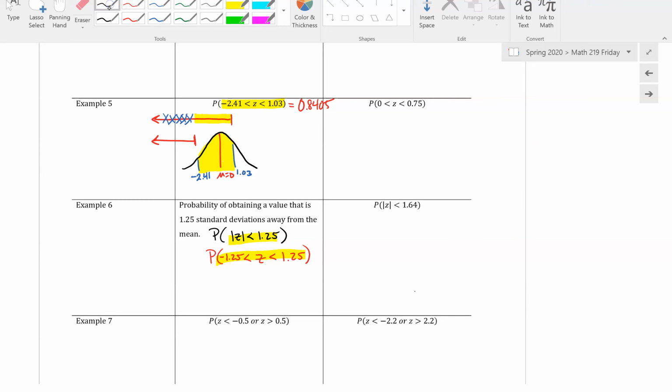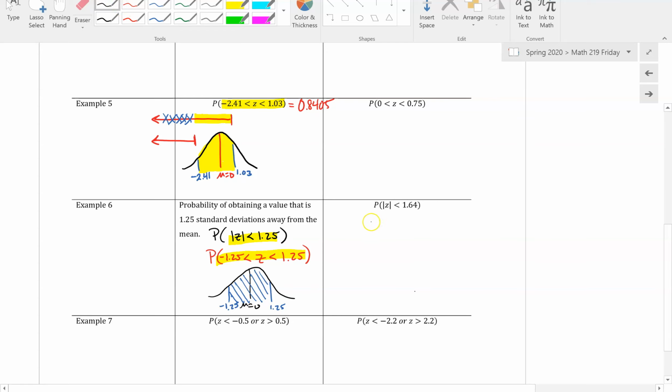So finding the probability of getting a value that is 1.25 standard deviations away from the mean, that means it could be away on the positive side or away on the negative side. It's saying that if I go 1.25 above and 1.25 below, I'm trying to be in between those guys. Those would be all the data values that are within 1.25 standard deviations from the mean. Okay. Once you get the picture drawn, it's not that bad. You're just going to use similar techniques there.